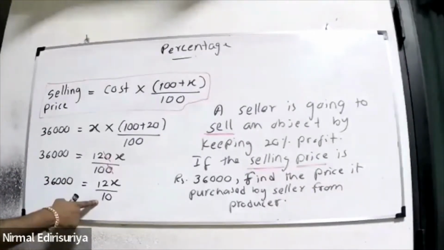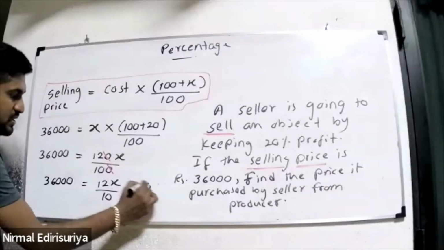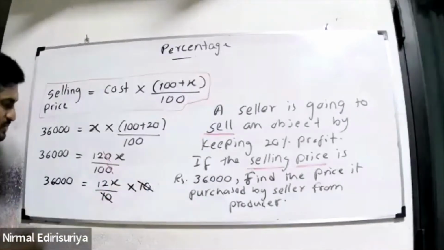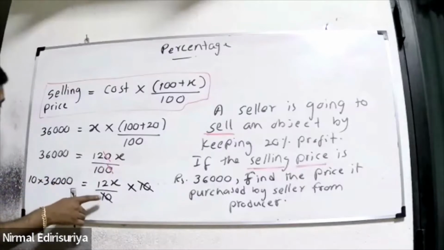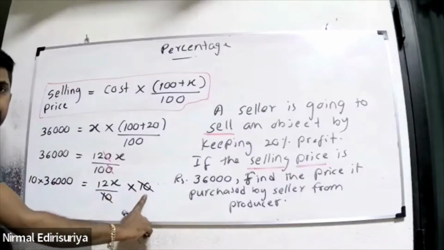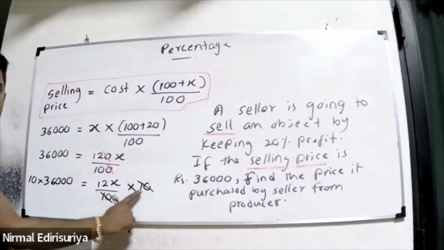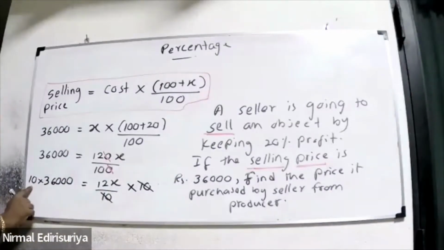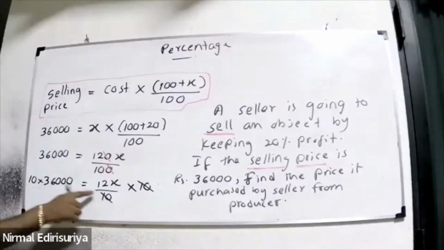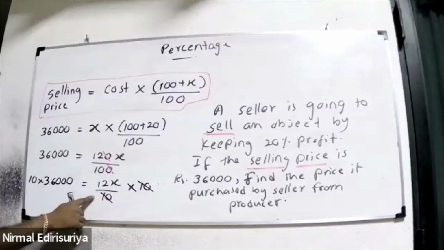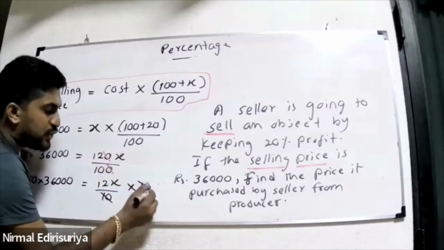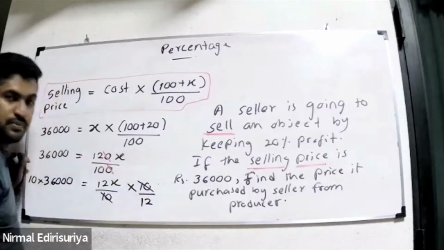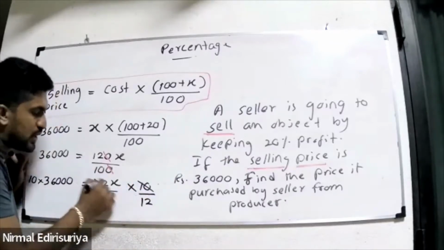You have to remove this 10, so you have to multiply by 10. Then this side also you have to multiply by 10. So 10 to 10 cancel. To remove this 12, you have to divide by 12. You have to divide that side by 12 as well. Then you can see 12 to 12 cancel.